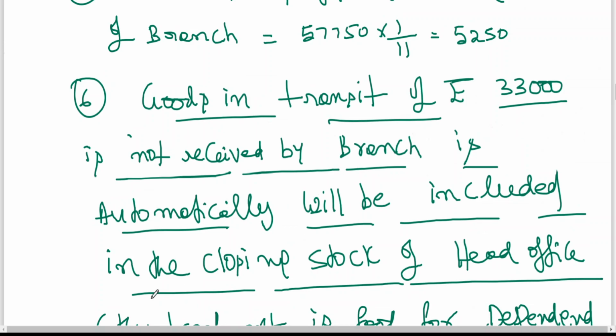We'll meet in the next class with some more problems. One more problem on final accounts, sorry, not final accounts, we have the wholesale price method. With that we'll complete dependent branches, then we'll move on to independent branches.